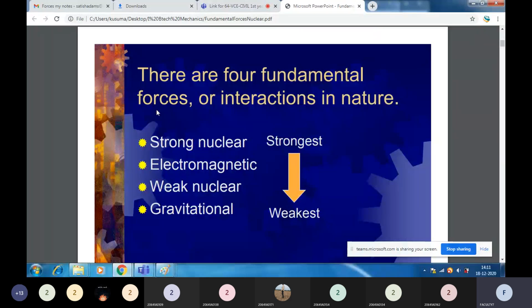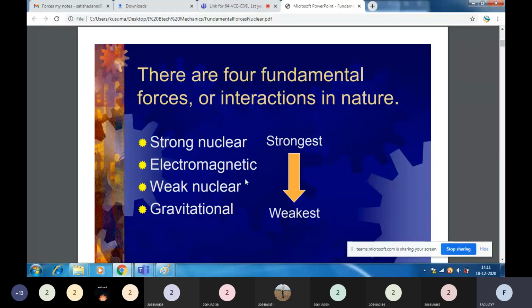Okay, basically we have 4 different types of fundamental forces. If you consider which one is stronger and which one is weaker, there is an arrangement you can see in this particular slide. On the top you have the strong force, which is regarding the nucleus, so we call it the strong nuclear force. Out of these 4 types of forces, the top one is the strongest force.